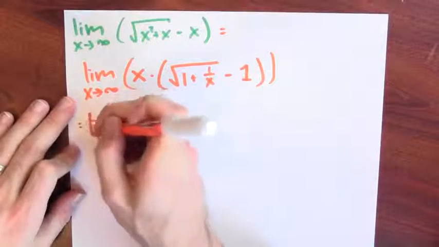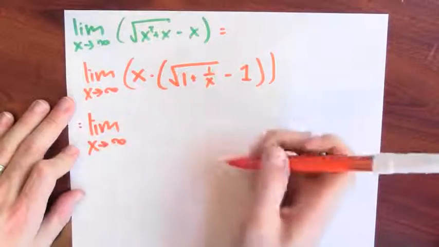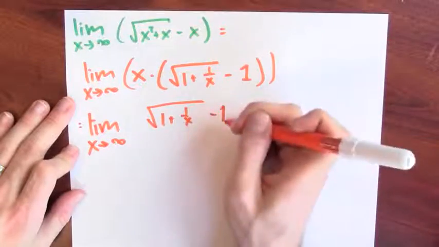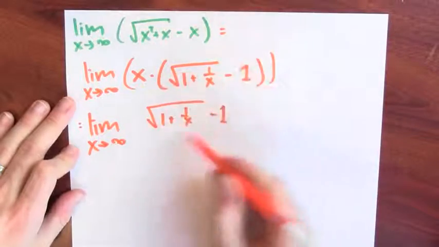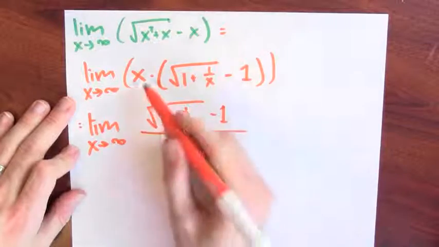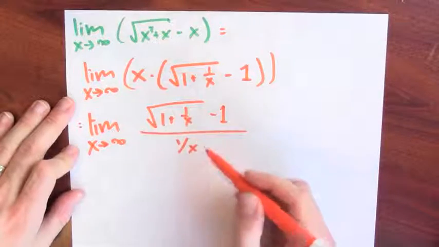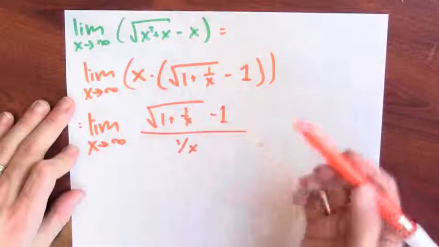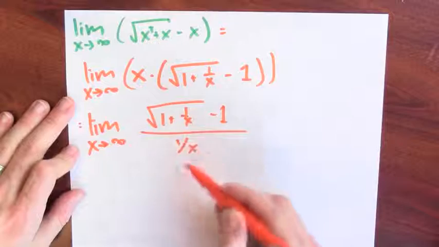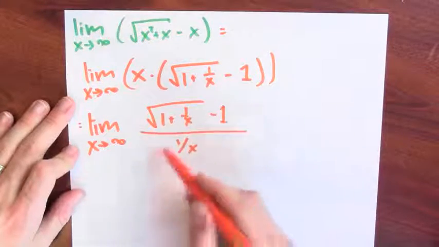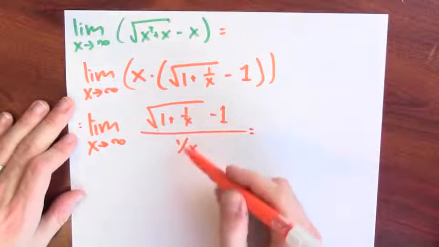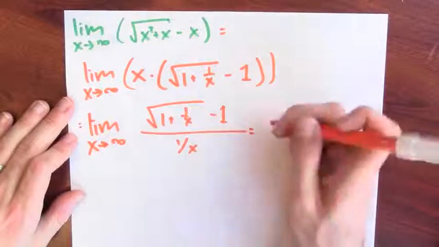So I could rewrite this using our standard trick as the square root of 1 plus 1 over x minus 1. So this is now the numerator. This thing's going to 0 divided by 1 over x, the reciprocal of this, but I'm dividing by it, and that's the same as multiplying. So now I've got 0 divided by a number close to 0, right? It's 0 over 0 indeterminate form. So L'Hôpital tells me I can analyze this by looking at the ratio of the derivatives.